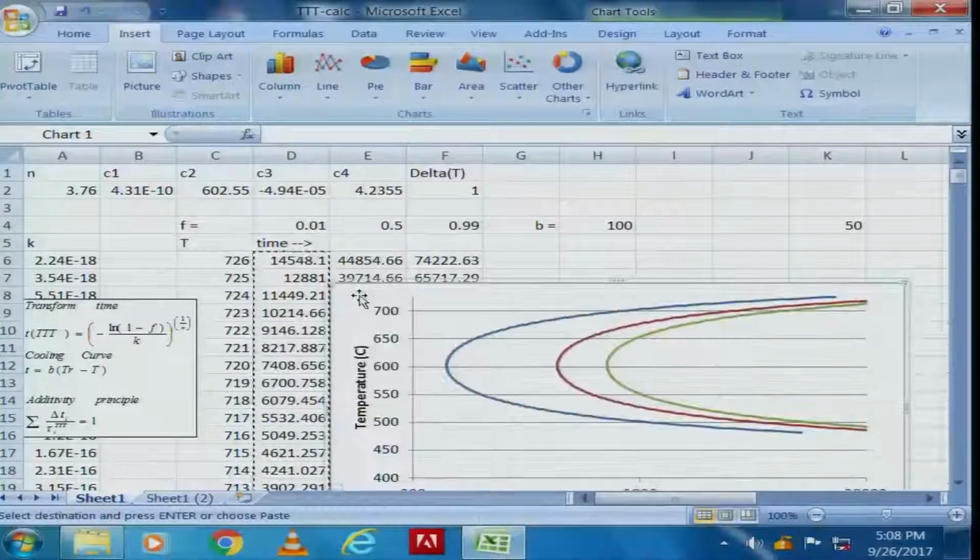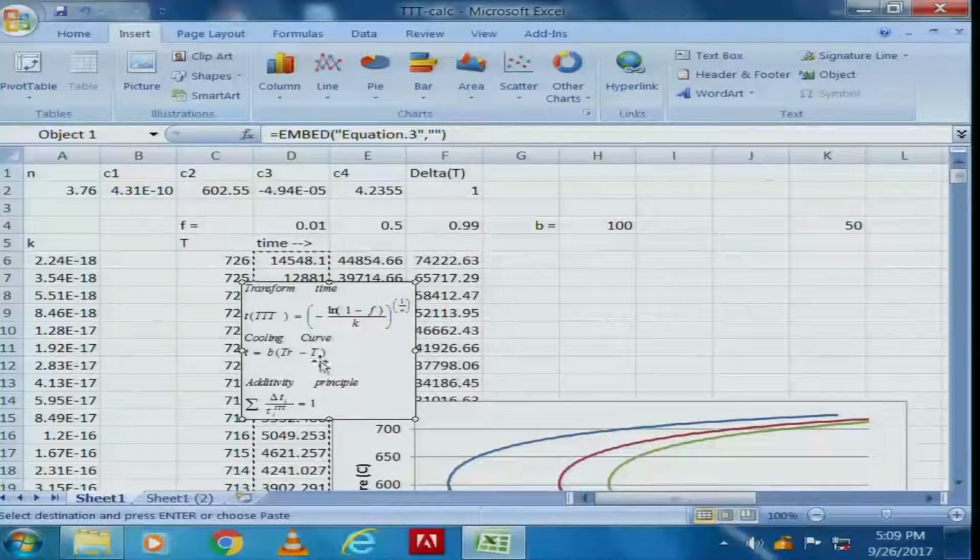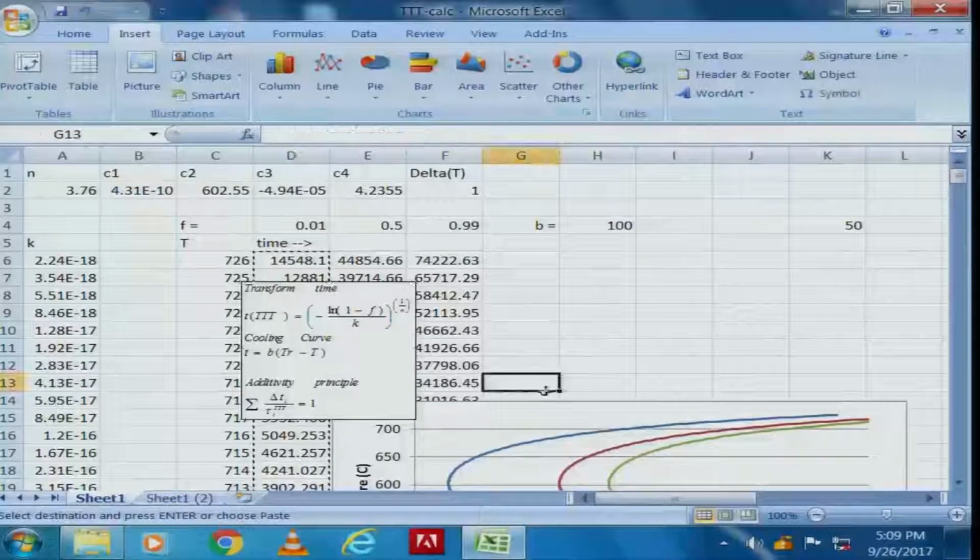Okay. So, now I have the TTT curves, I want to convert them into a CCT diagram. For this, I need to impose a cooling rate. So, let me keep a very simple cooling behavior of the sample. The cooling curve that I am going to describe here is time is equal to some constant B times the transformation temperature minus T.